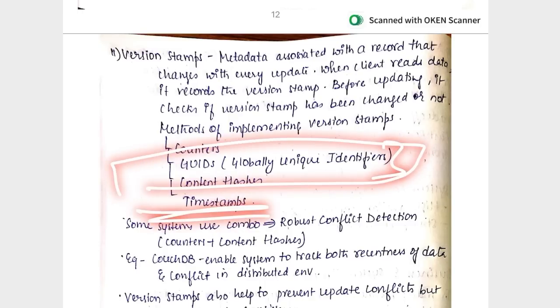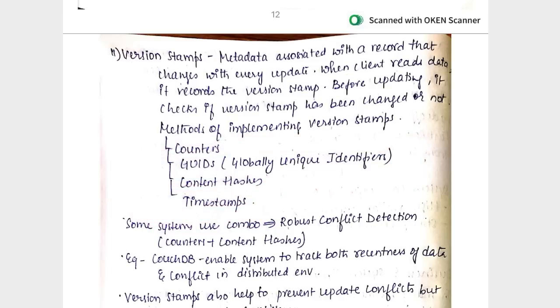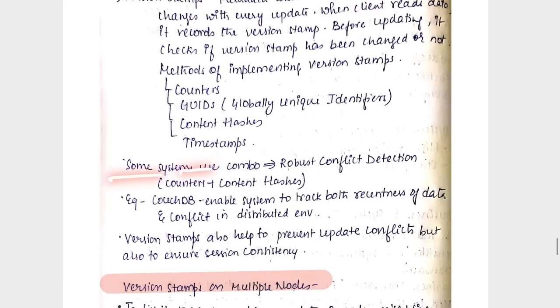Next we have timestamps. Each update includes a timestamp indicating the time when it was made. This can cause issues if the system clocks are not synchronized accordingly, and multiple updates can happen in the same timestamp window. Thereby again there could be problems, right? So some systems can use a combination. For example, counters and content hashes could be used together for more robust conflict detection.